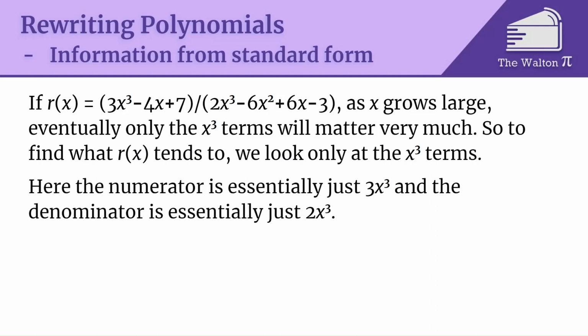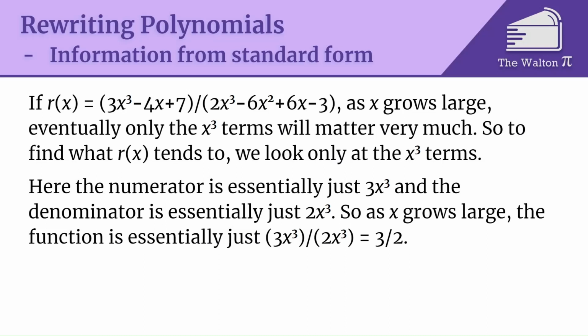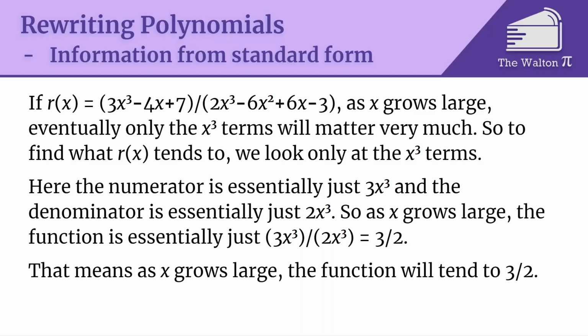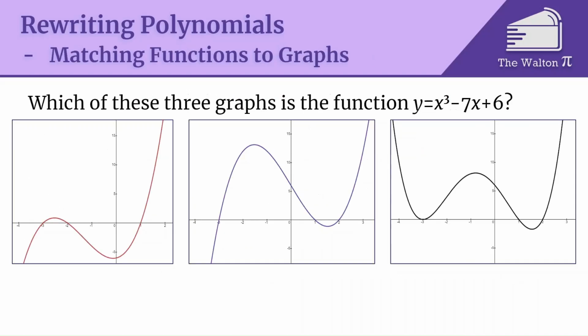So here the numerator is essentially going to just be 3x cubed, and the denominator is essentially just 2x cubed. So as x grows very large, the function is essentially just going to boil down to being 3 over 2. So that means as x grows very large, the function tends towards 3/2 in either direction.